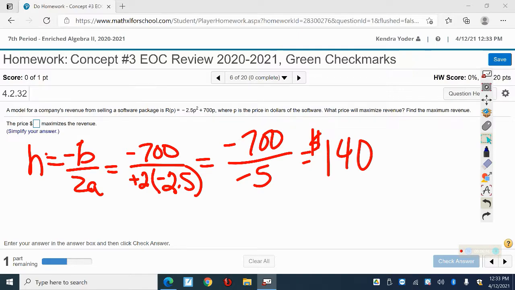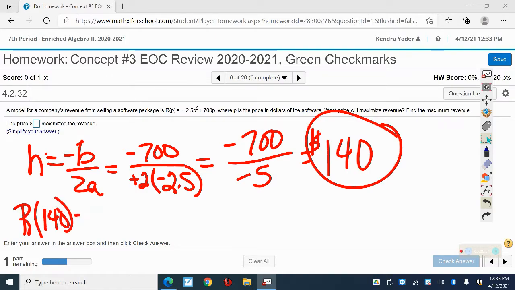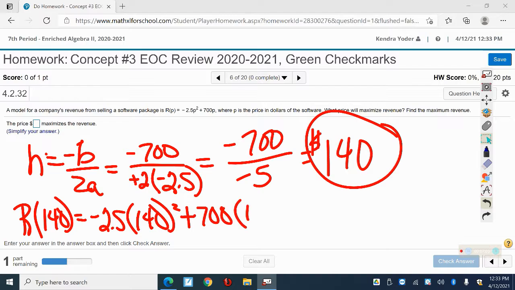$140. So then you're going to take that amount, and then it says find the maximum revenue. Then you're going to plug that in. You're going to do R at 140. So that's negative 2.5 times 140 squared plus 700 times 140. And that's going to give you part B of what you need. Do we understand that, yes or no?